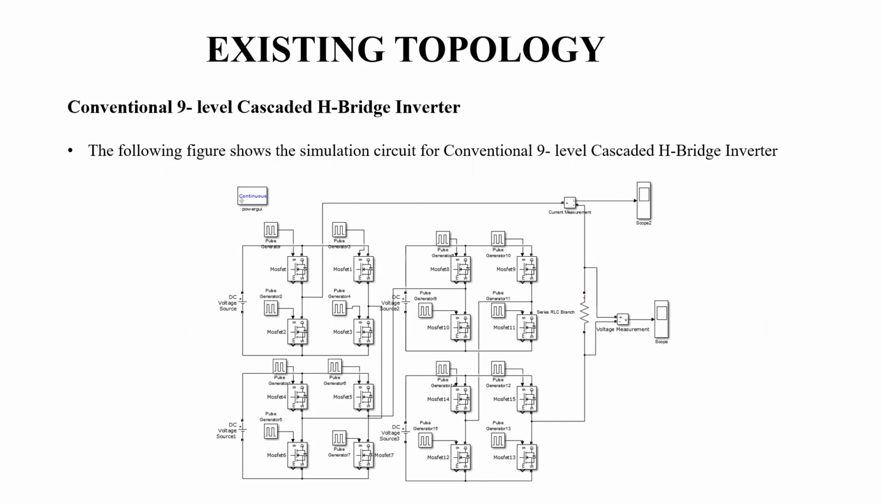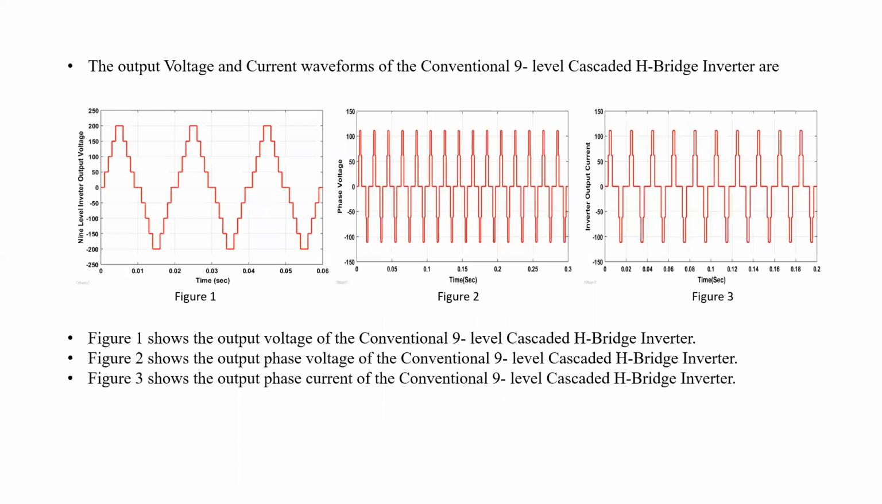The output waveforms, that is current waveforms and voltage waveforms, can be seen in the scopes. These are the outputs of the conventional 9-level cascaded H-bridge inverter. In figure 1, the y-axis represents the 9-level inverter output voltage and time is represented on the x-axis in seconds. Figures 2 and 3 represent the phase voltage and phase current of the conventional 9-level cascaded H-bridge inverter respectively.